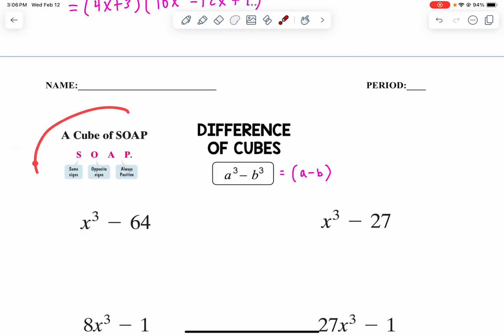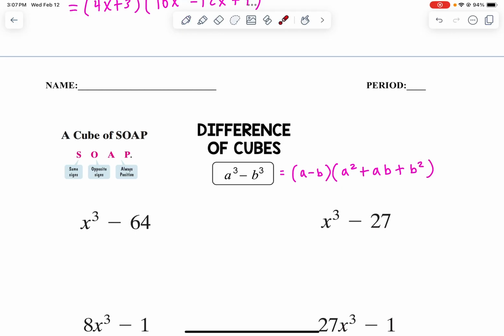So if we look at this little mnemonic device here, we'll keep the same sign. So here we're keeping the same sign. And then this is going to be multiplied by a squared once again. We'll take our opposite sign. So here we kept the same sign, we're now going to take the opposite sign. So we have positive a times b. And then that last term will always be positive. So plus b squared.